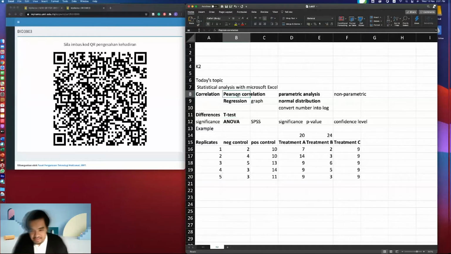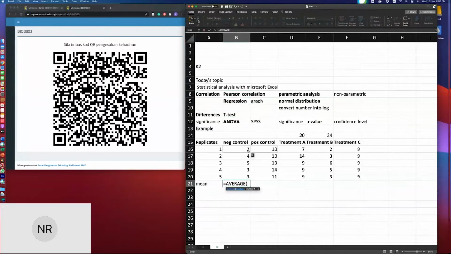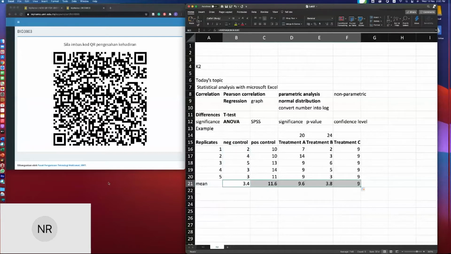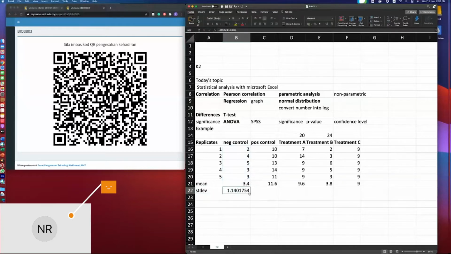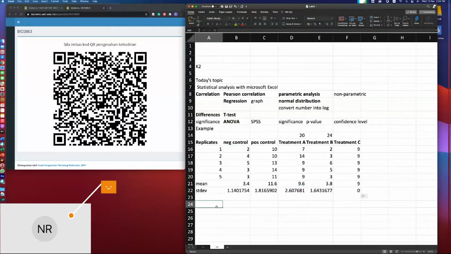Enough examples. I'm going to teach you how to do correlation. Last week I taught you how to find the mean and standard deviation. I don't have to repeat that again, but I'm just going to show you. Teach you doing a correlation, Pearson correlation. It's easy. What you need to do is use the equal function, press equal, and then just type Pearson. And then you notice there is this Pearson function here.